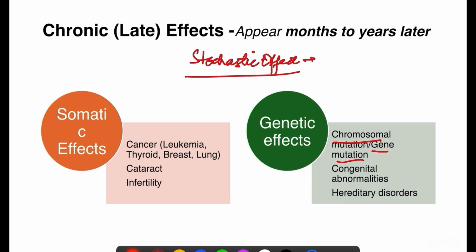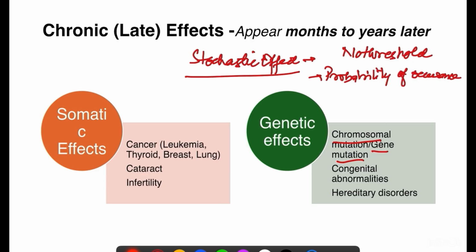Stochastic effects are those effects which have no threshold. So a small dose also carries some risk, and the probability of occurrence of disease rises with the dose. So in deterministic, we have read that there is a threshold, and after that threshold, the severity increases with the dose. In stochastic, there is no threshold, the probability of occurrence increases with the dose. So here we are talking about probability. In deterministic, we are talking about severity.